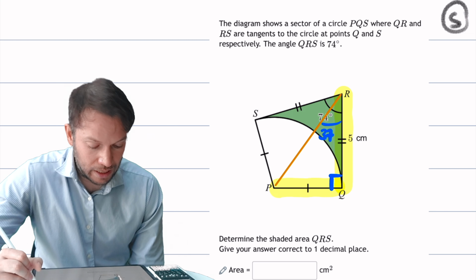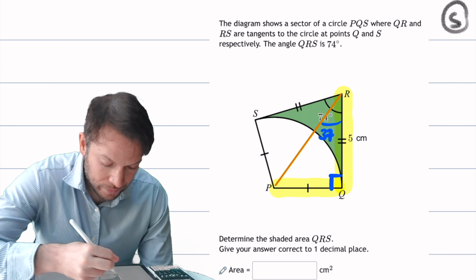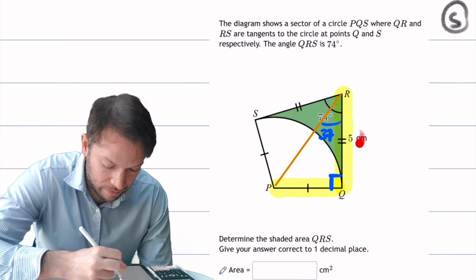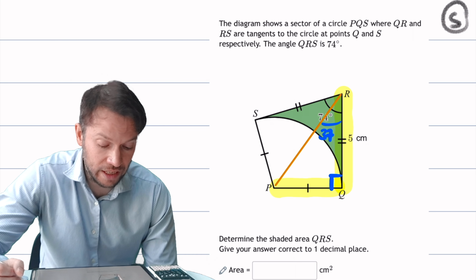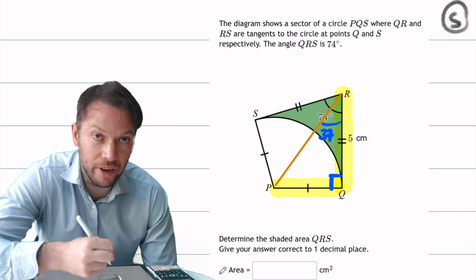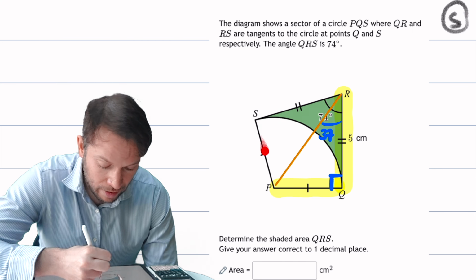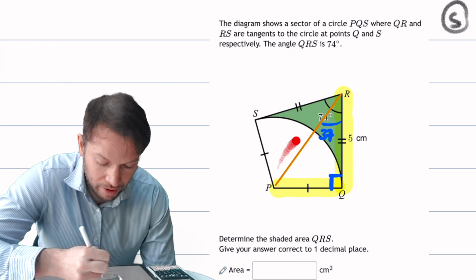So now we've got more information. We've got this angle here, we've got this side length here. We could work out, for example, this side length here. And the reason we might want to do that is because, if we think about our strategy for finding this green area here, we should start with the area of the whole kite and then subtract the area of this sector here.